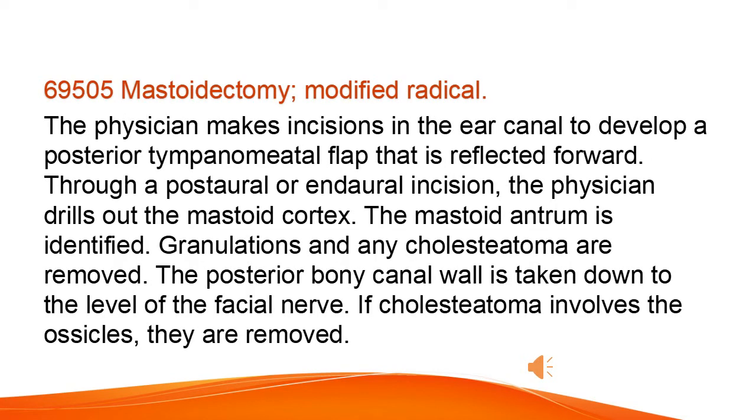Mastoidectomy, modified radical. The physician makes incisions in the ear canal to develop a posterior tympanomeatal flap that is reflected forward. Through a postaural or endaural incision, the physician drills out the mastoid cortex. The mastoid antrum is identified. Granulations and any cholesteatoma are removed. The posterior bony canal wall is taken down to the level of the facial nerve. If cholesteatoma involves the ossicles, they are removed.